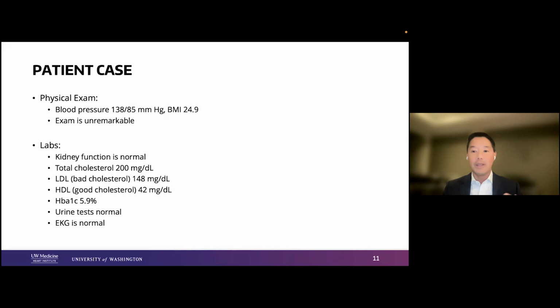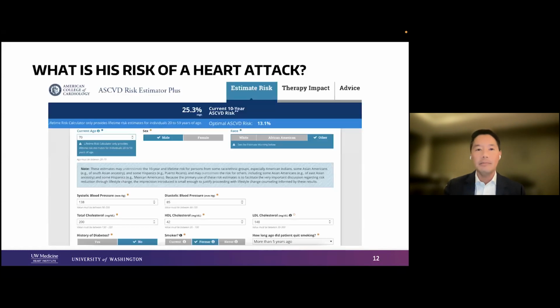If we then review his physical exam, you can see that his blood pressure is 138/85. His body mass index, which we will talk about, is 24.9. And you can see his lab values are actually not bad. I mean, his cholesterol level is 200. His bad cholesterol or LDL cholesterol is 148, which is a high. His HDL cholesterol or good cholesterol is 42, which is not terrible. And his marker for diabetes, which is typically what we calculate as the hemoglobin A1C, is 5.9%. So we'll review a little bit of this shortly.